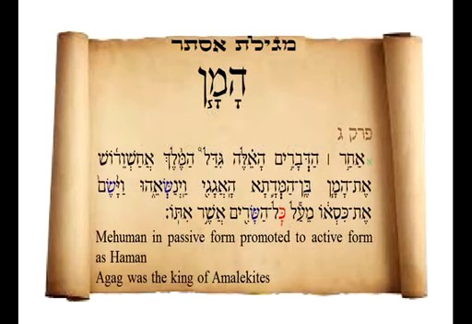We now move on to chapter 3. And after these things came to pass, the king Ahasuerus promoted Haman the Agagite, and he lifted him and placed him on his seat above all of the ministers who were with him. This again relates to him being promoted and changing from the passive form to the active form.